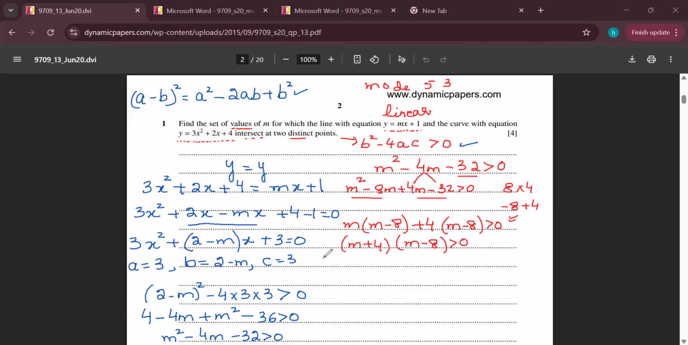What are the critical values? Critical values are m plus 4 means minus 4, and m minus 8 means plus 8. So therefore, your answer will be, always remember how we do.